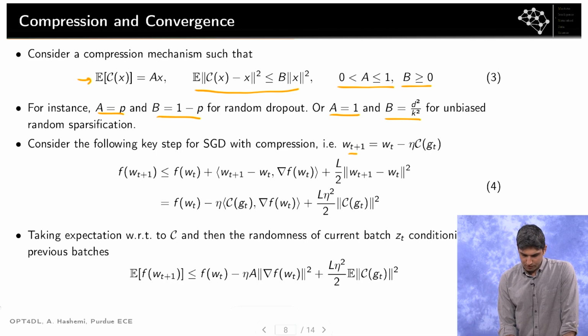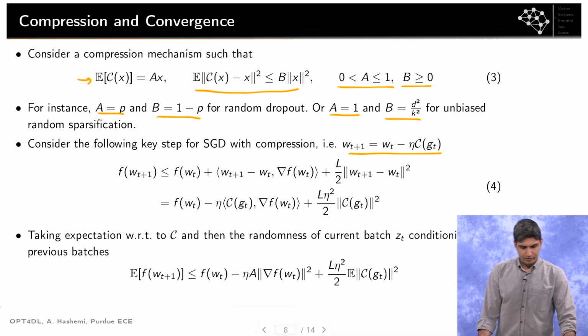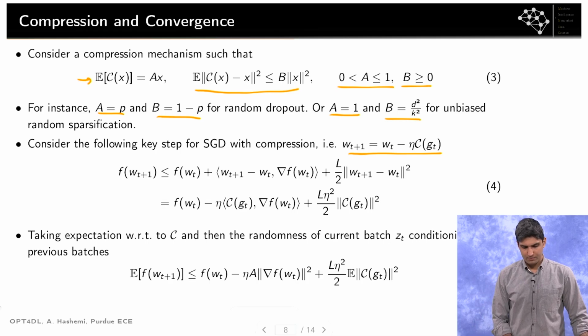So our method is something like this. Instead of using the stochastic gradient, I'm using the compressed version of the stochastic gradient to update my parameter and go from W_t to W_{t+1}. And I'm also going to use some learning rate eta. So let's consider the following key step for SGD with compression.